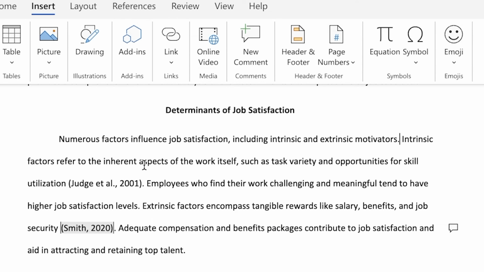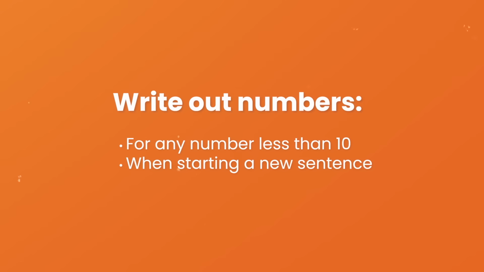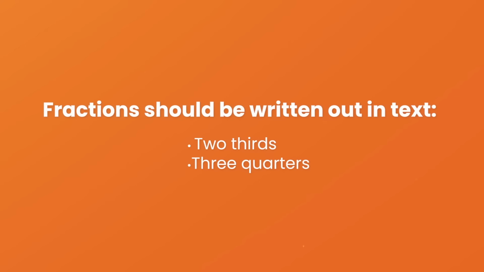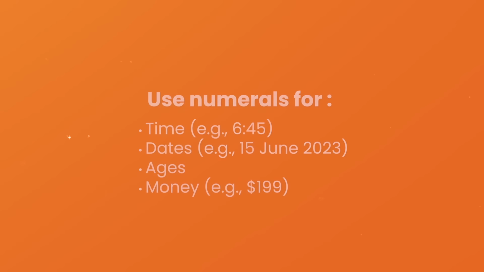Then in terms of using words for numbers, in other words, in terms of spelling out numbers, the rule is to use words when you're writing any number that's less than 10 or when you're starting a sentence. Related to that, your fractions should be written out in text. In other words, don't use the symbol or the numbers, just write it out as two-thirds or three-quarters written out in text to describe any fractions that you are mentioning. Also related to numbers, you'll use numerals for any numbers that represent time, dates, ages, or money.